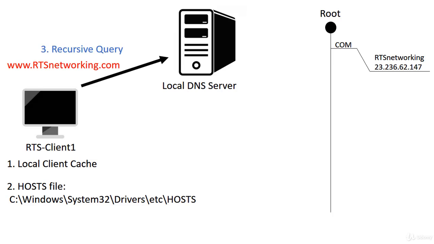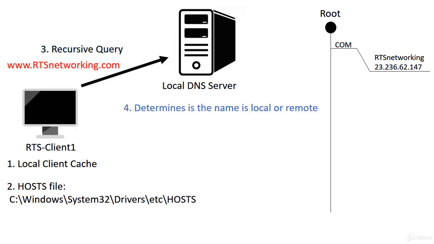If the entry I'm looking for is not in the local cache, if it's not in the host file, the client computer knows it cannot resolve this name. The next thing the client will do is pass a recursive query to the local DNS server. The recursive query simply means the client asks the DNS server to resolve this name on its behalf by any means necessary. If that requires the DNS server to contact other DNS servers to resolve the name, that is what the client expects the DNS server to do.